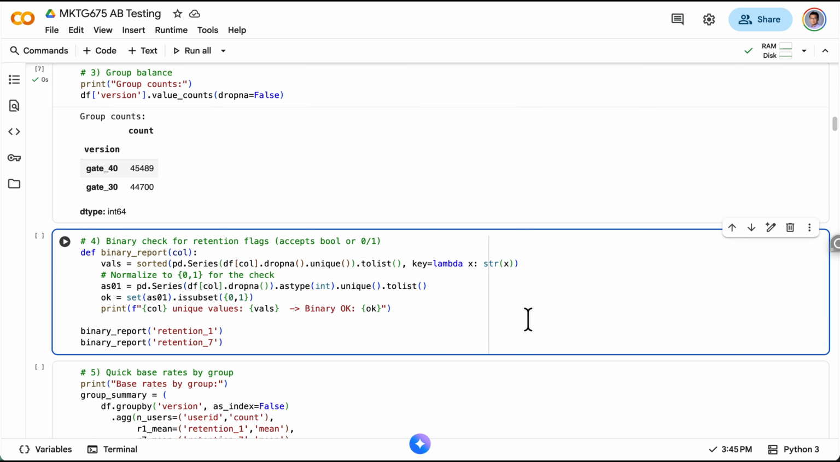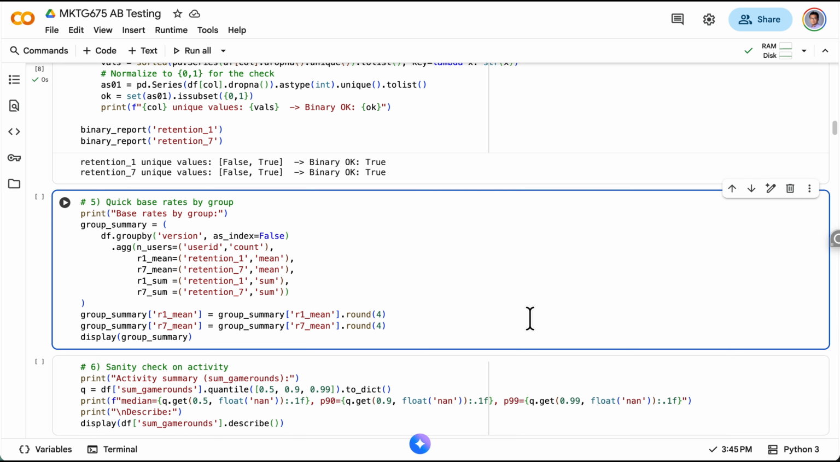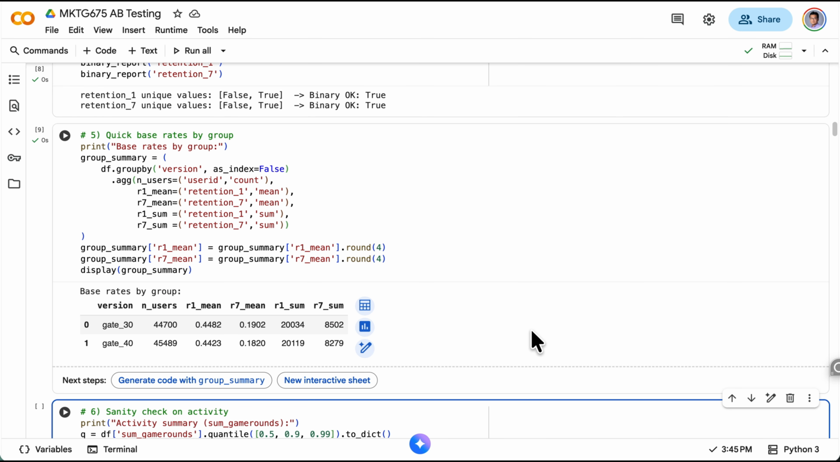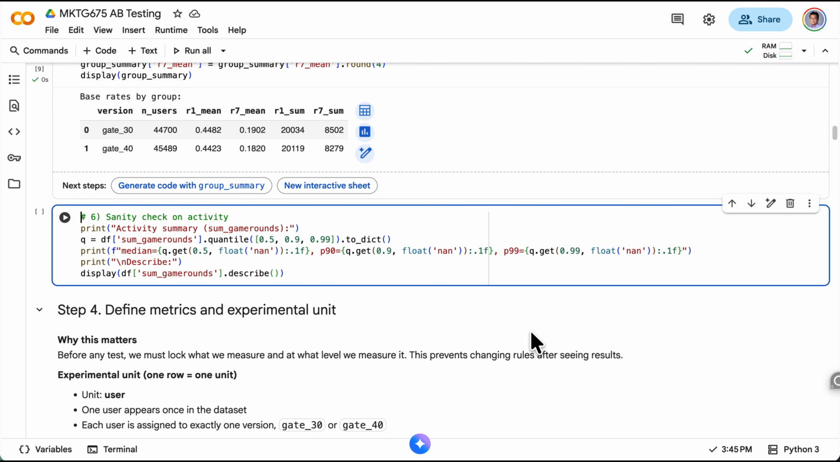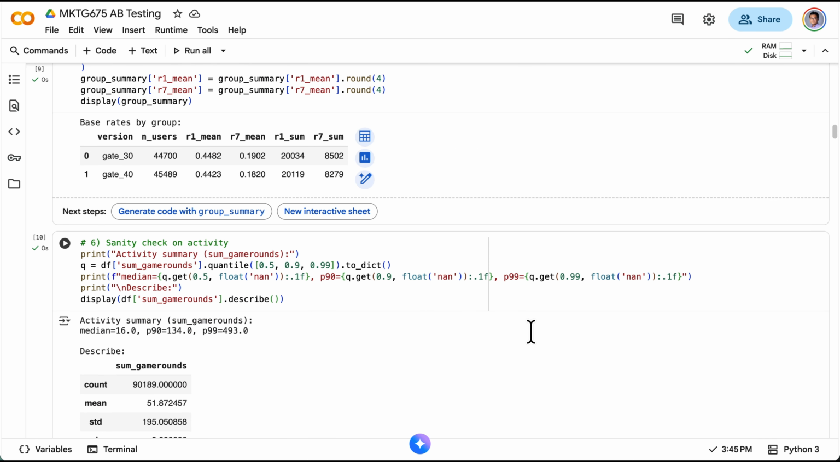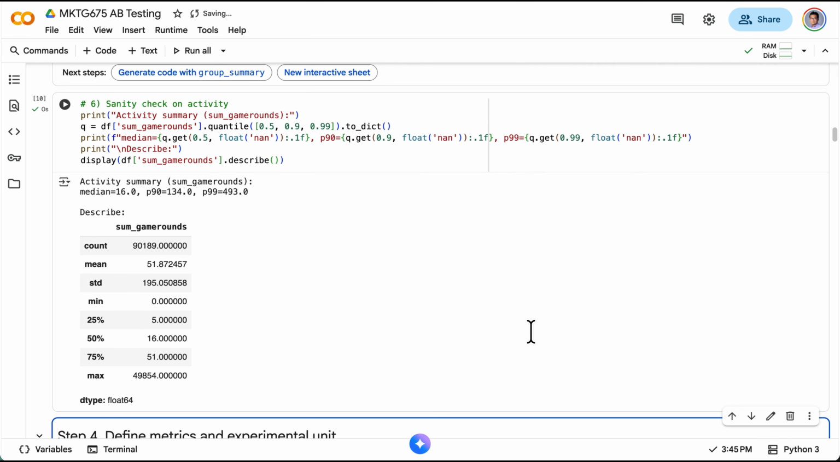Binary check. Day 1 and day 7 flags are clean 0-1. Then a quick base rate table. Day 1 is roughly 44.8% versus 44.2%, and day 7 is roughly 19.0% versus 18.2%. Control minus variant. These are raw means, not yet tested. Activity has a long tail. Median 16 rounds. P90 around 134 and P99 near 493. That tail reminds us there are heavy users, but retention is binary, so it won't distort the rate directly.